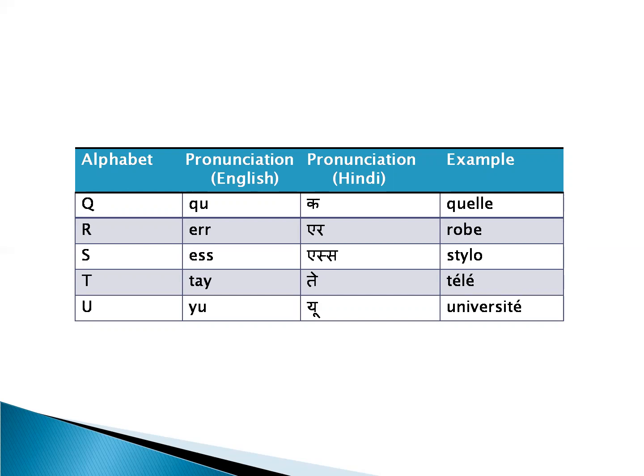The next letter is S, which is S. And one example is stylo. Not stylo, stylo is in English. In French, it is stylo. And stylo means a pen. Très bien. The next letter is T, which is te. And one example is tele. Repete. Tele. Tele means television. Okay. The next we have is U, which is U in French. And one example is université. Okay. And université means a university.